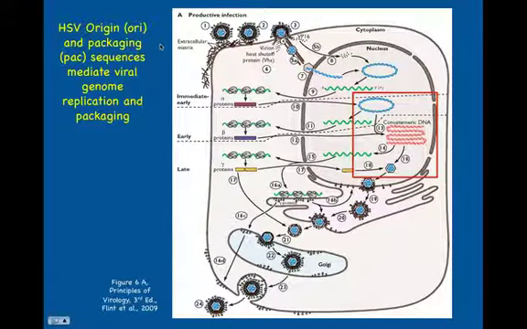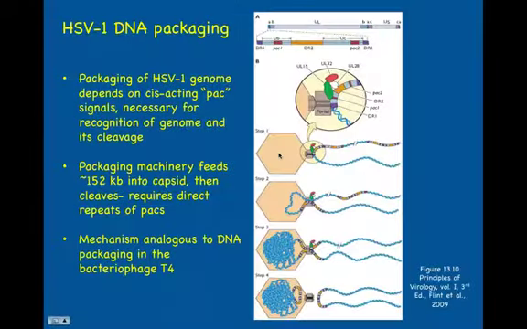HSV origin and packaging mediate viral replication and packaging. So that ORI and PAC sequence will tell if they're supposed to do rolling circle or theta replication. Packaging of the HSV1 genome depends on cis-acting PAC signals necessary for recognition of the genome and its cleavage.